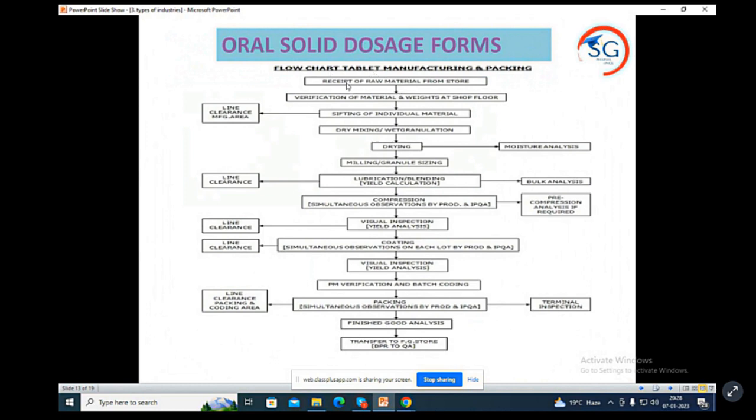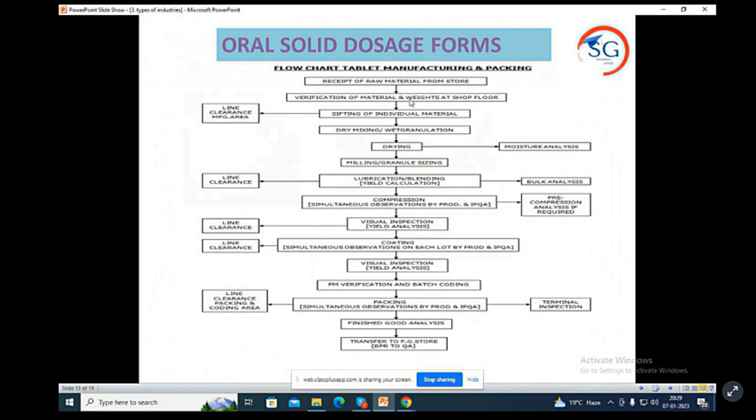First, we will receive the raw material from the warehouse. Next, verification of the materials and weight at the shop floor. Shop floor means the manufacturing area. Production and a QA person will be involved in the material verification. Why? Because now the material is transferred from the warehouse to the manufacturing area. You should check that the accurate amount which is dispensed or weighed in the warehouse is brought into the manufacturing area as per the batch document.